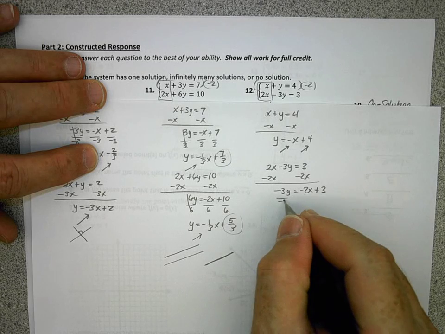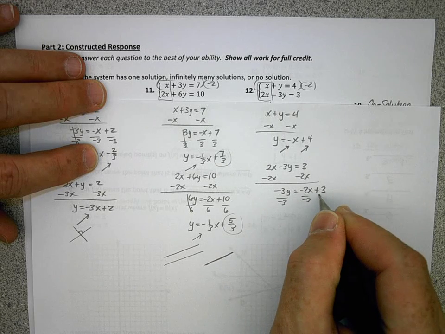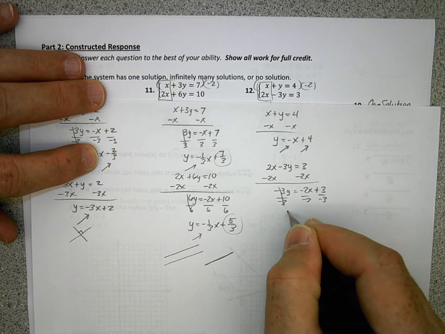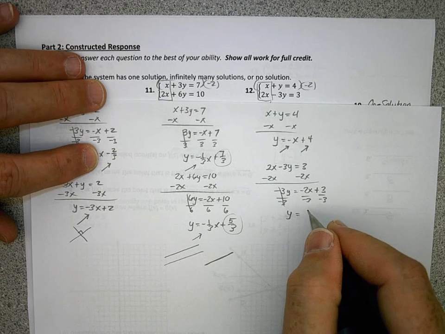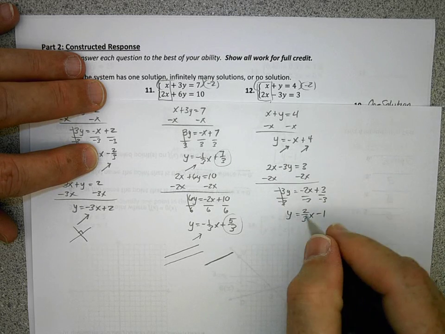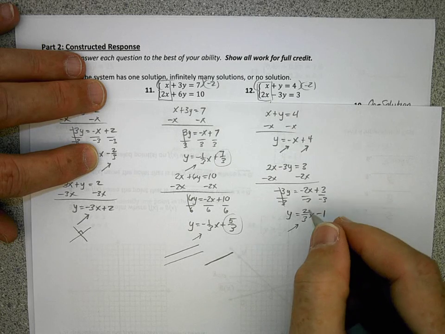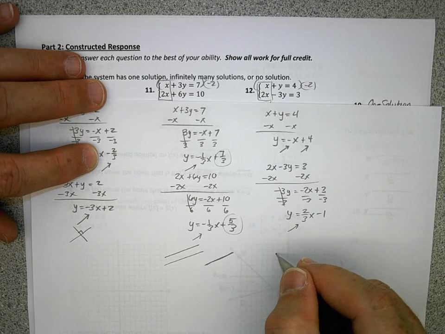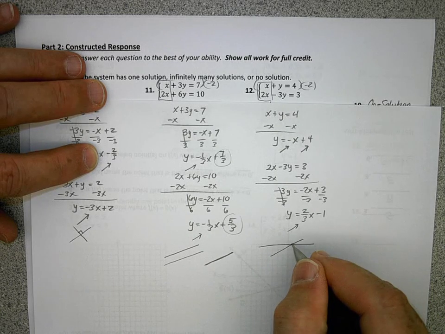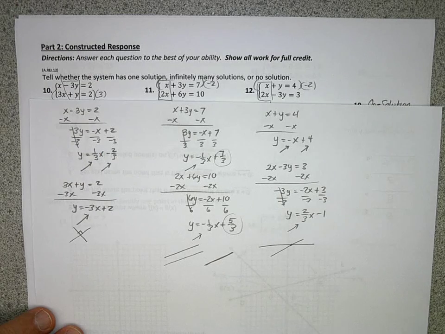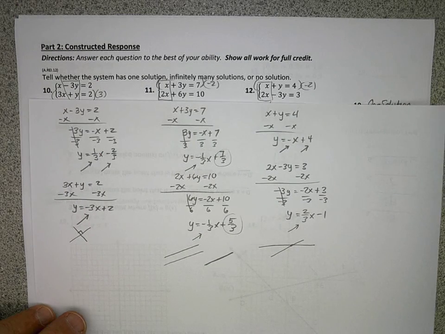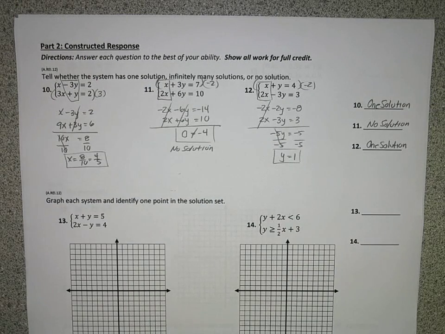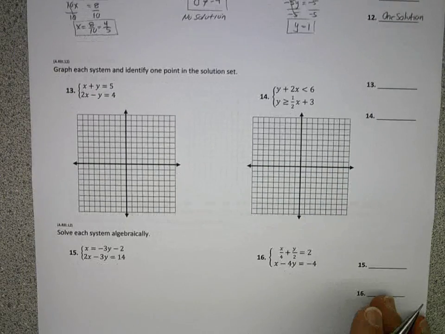Divide everything by negative 3. And we get y equals, negative by negative is a positive, 2/3 x minus 1. Notice that the slopes here, 2/3 and negative 1, mean these two lines have different slopes and they would eventually cross somewhere and have one solution. Okay? All right, let's move on to our graphing.